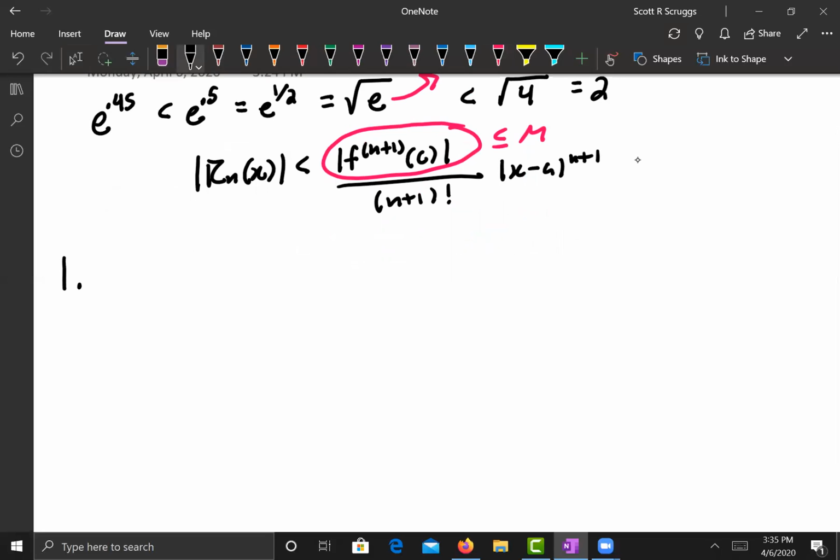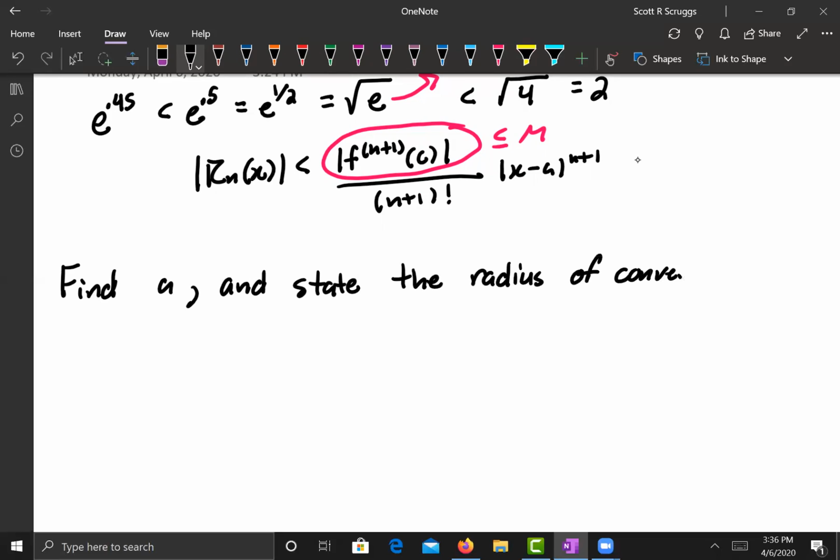And again, it's the same template if you showed up on Friday. I guess for each case, tell me what the center is for the problem, and state the radius of convergence and the interval of convergence.